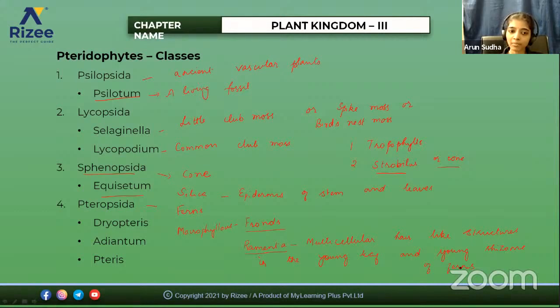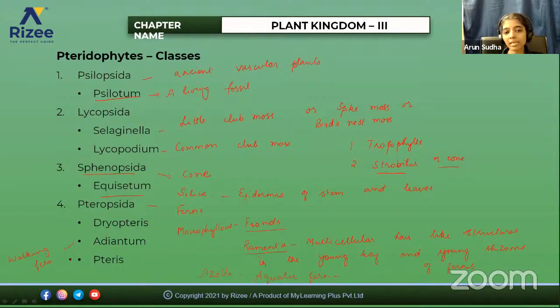The main examples that come under this are Pteris, Adiantum, and Dryopteris, and also Azolla. You could have heard about Azolla. Azolla is also called an aquatic fern because it is present in water and it is also used as a biofertilizer. And Adiantum is called the walking fern. Why are we calling it a walking fern? Because of its rapid vegetative reproduction and rapid multiplication. So it is called the walking fern.